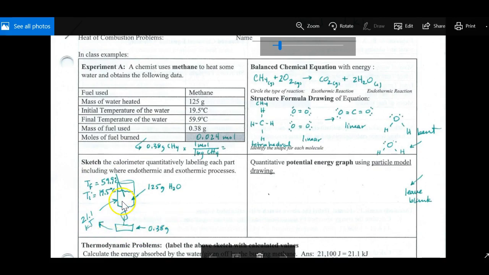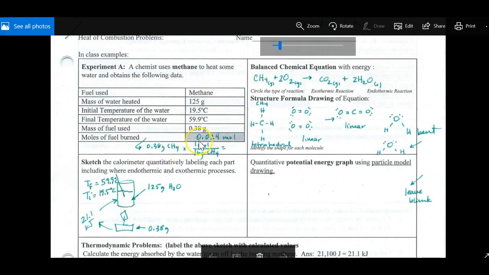I have here a container of water. I have 125 grams of water, and it's being heated by methane. I'm told that I have 0.38 grams of methane that I burned. And when I burn that much methane, it heats the water from its initial 19.5 degrees Celsius to 59.9 degrees Celsius. That's all information that I've gotten over here, okay?